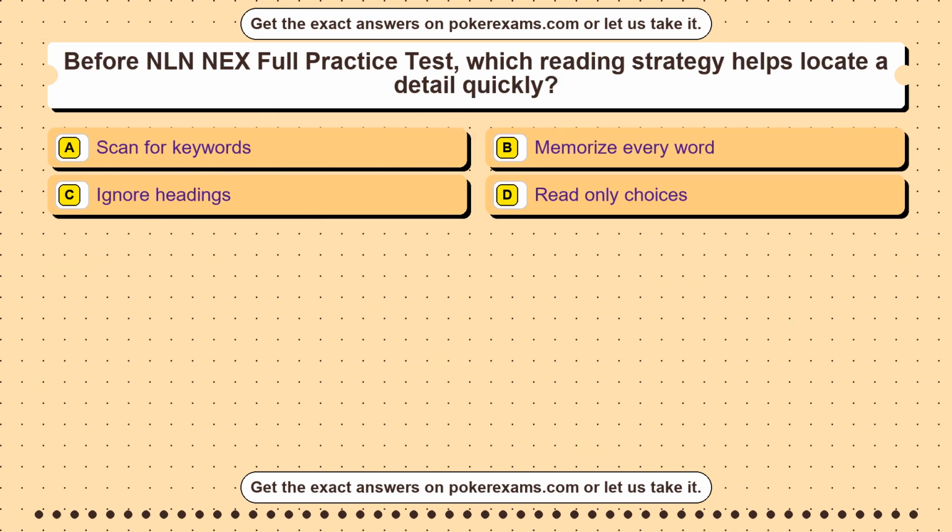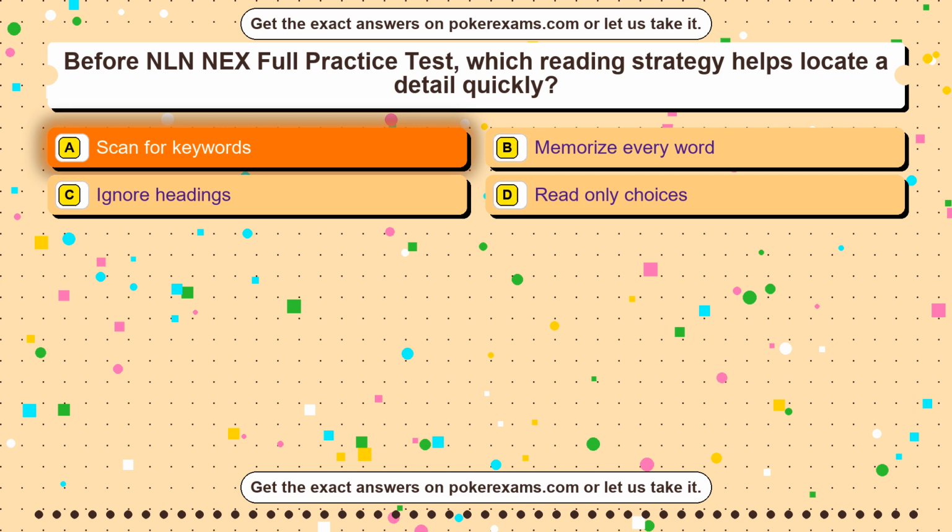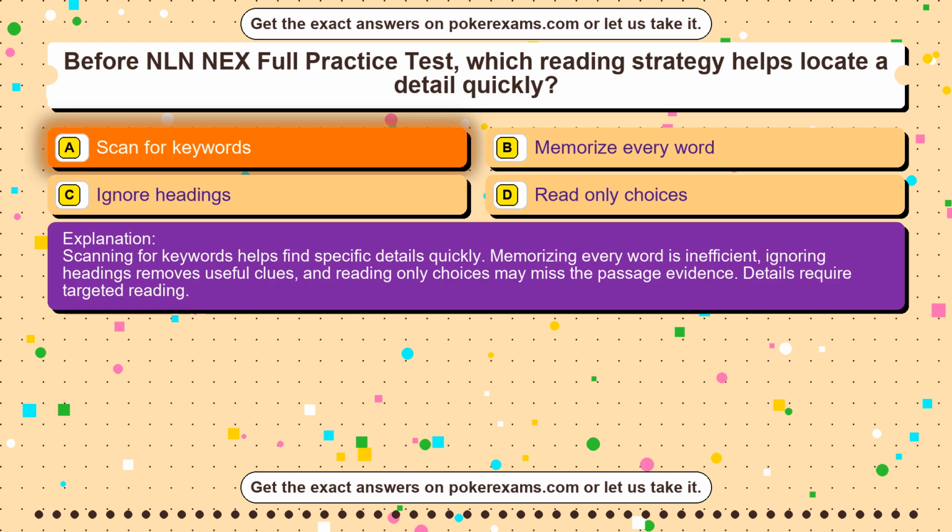Question 45. Before get functions practice, which map feature explains symbols? Option A legend. Option B scale only. Option C compass only. Option D border. The correct answer is option A. A legend explains the symbols used on a map. A scale shows distance, a compass shows direction, and a border frames the map. Symbols point directly to the legend.